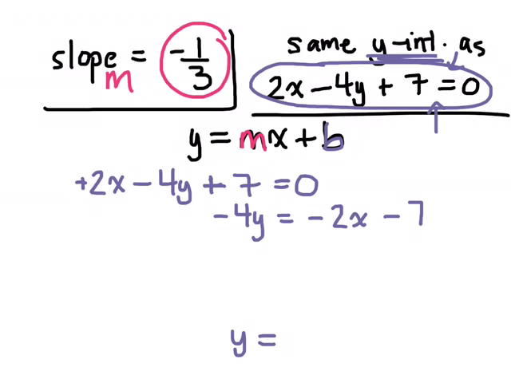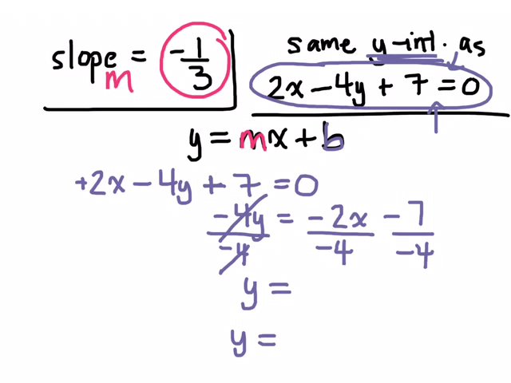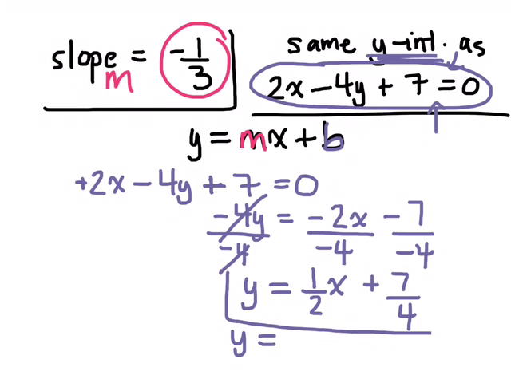How do I isolate y? Divide by negative 4. What do I need to do to the right side? Divide by negative 4. I'm left with y equals... let's leave this as a fraction in lowest terms. What's a negative divided by a negative? Positive. 2 over 4 in lowest terms would be 1 over 2 x. And a negative divided by a negative makes a positive 7 over 4. We'll leave that as a fraction. So all I've done is take this equation and rearrange it so that it's in slope-intercept form.